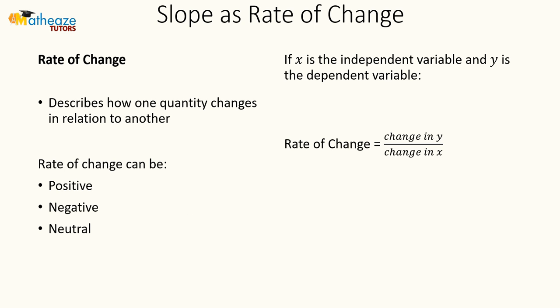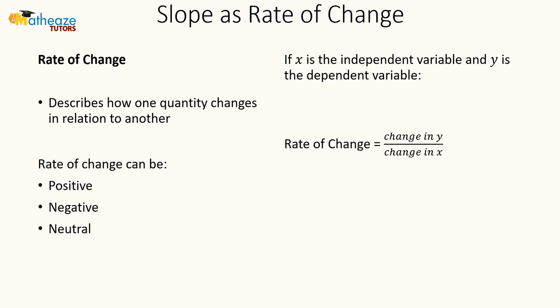So the rate of change describes how one quantity changes in relation to another quantity. And we have three different types. We have one that is positive, which means that as one variable changes, the other variable changes in the same direction. The negative means that they change in opposite directions, and the neutral means the change in one doesn't really affect the other.